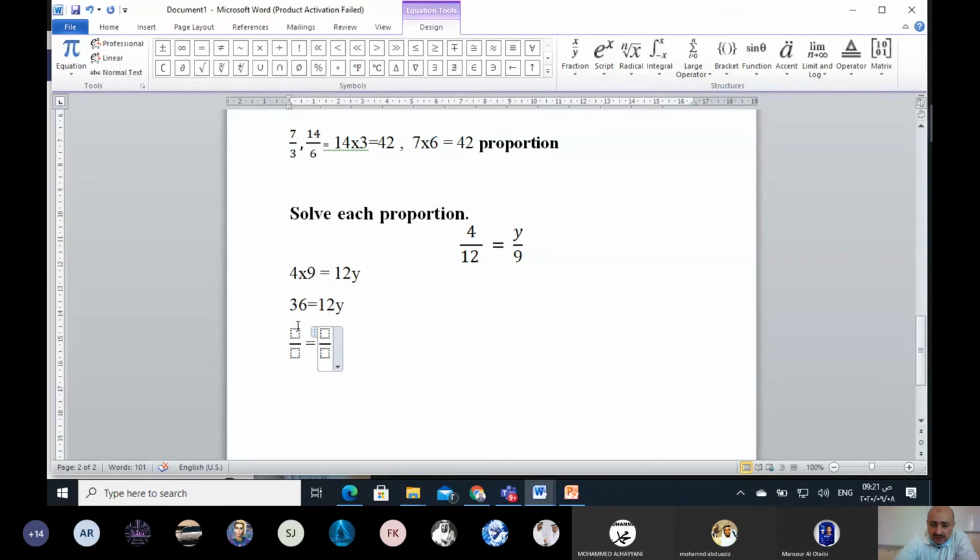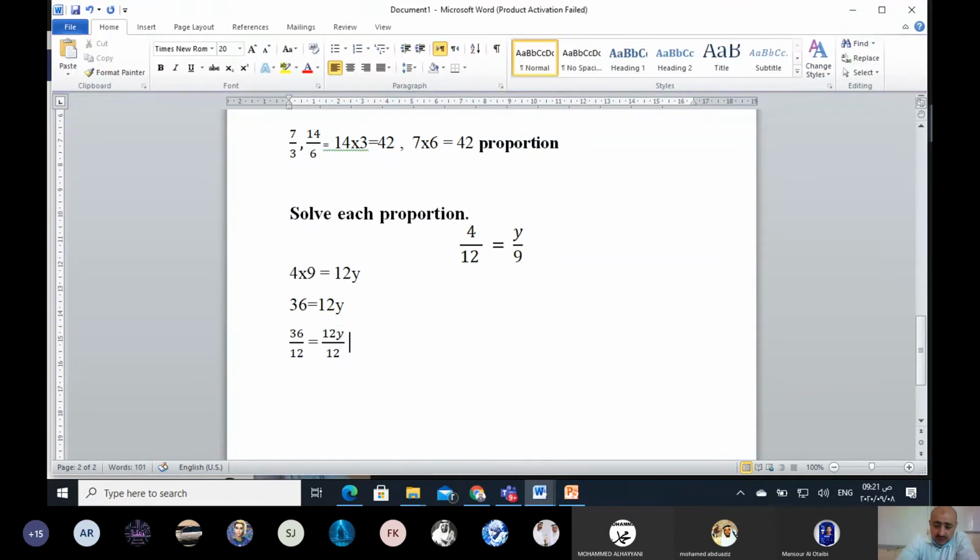So right here, 36 divided by 12. On the next side we have 12y, divided by 12. Now, 12 divided by 12 will be 1. Remains here y. Then, 36 divided by 12. 36 divided by 12 will be what? Will be 3. So, the value will be 3.